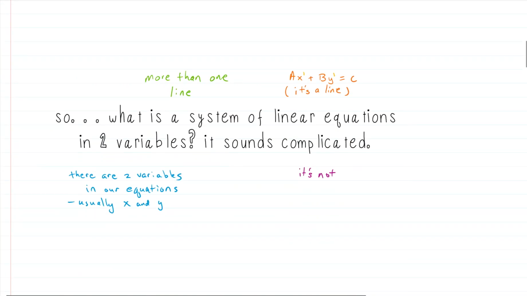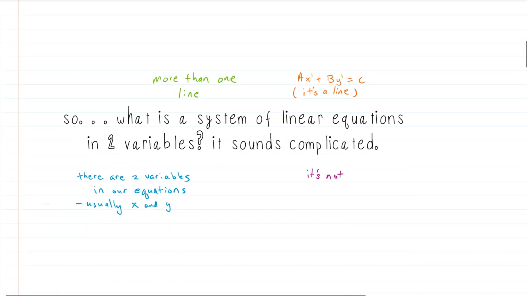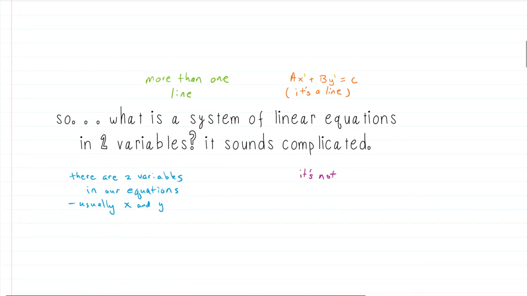Let's start. So, what is a system of linear equations in two variables? Sounds kind of nasty, but if we break it down, it really is not bad. The two variable part just says that we've got two variables. We've got an equation and it has two variables in it. Generally, these two variables are x and y.